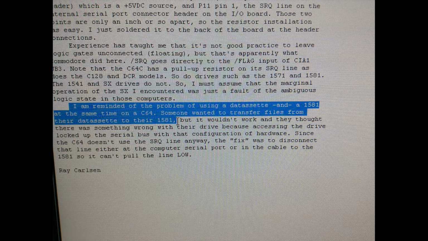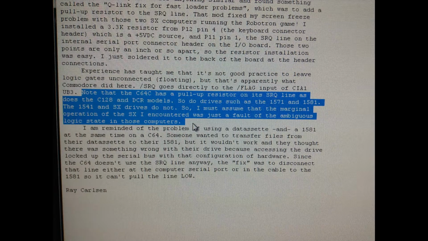He even suggested cutting the line in the C64 near the serial bus connector. Anyway, I don't have the drive he listed. He also experienced trouble with the SX64 computer, the portable one, freezing during loading. The reason was the floating SQR line. A floating input is a bad design. He added 3K3 pull-ups and the problem was gone. The C64 has these pull-ups, but what about disk drives?